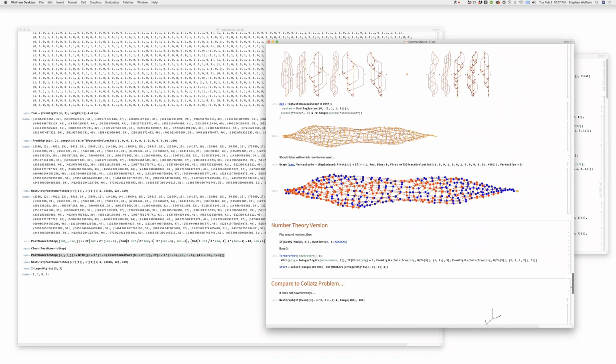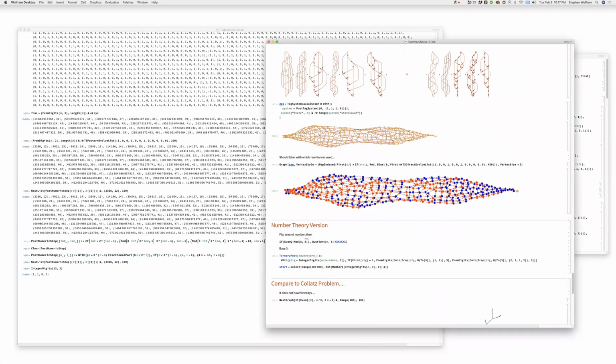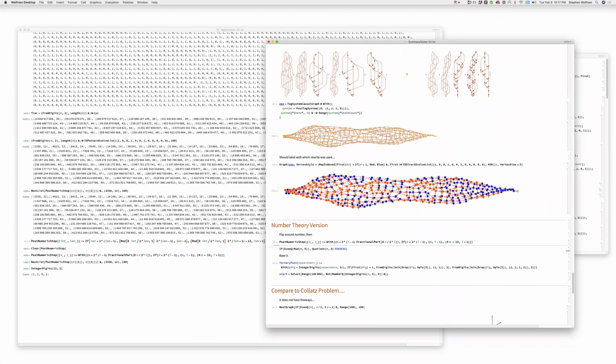Oh, and if you do the array plot of that cycle, we've seen that cycle before. You found it last week. It was the last of the cycles we looked at early on.